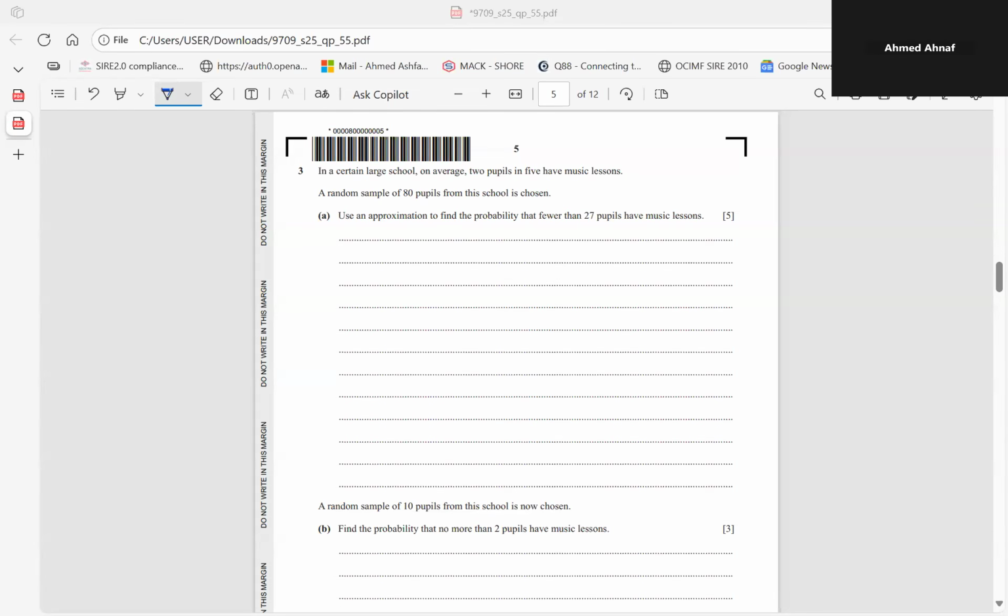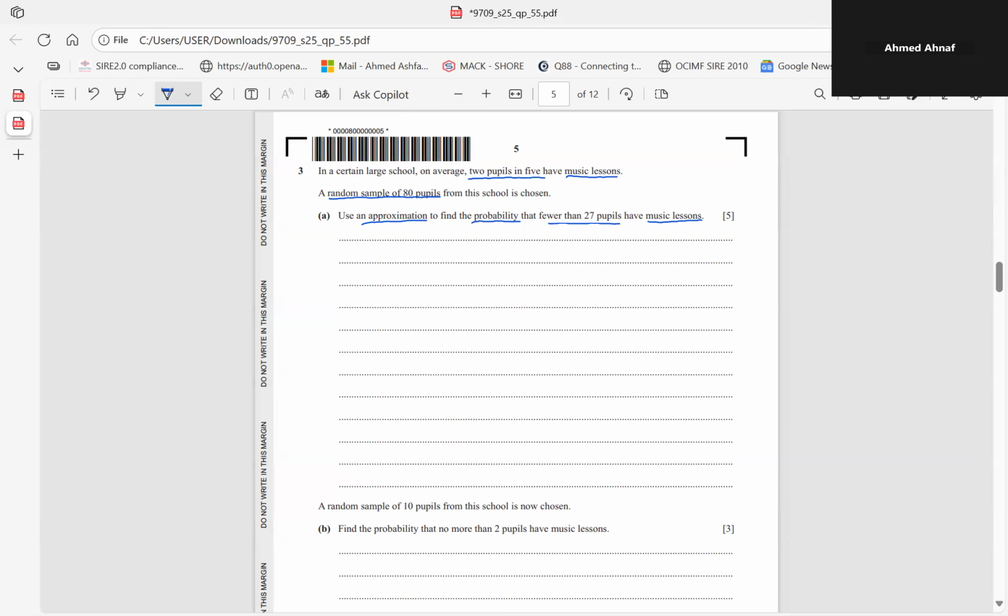Okay, so for this question, we're told that in a certain large school, on average, 2 pupils in 5 have music lessons. And we're told that a random sample of 80 pupils from this school is chosen. For the first part, we're told to use an approximation to find the probability that fewer than 27 pupils have music lessons. To do this, we must first identify what distribution we should use to calculate the probability.